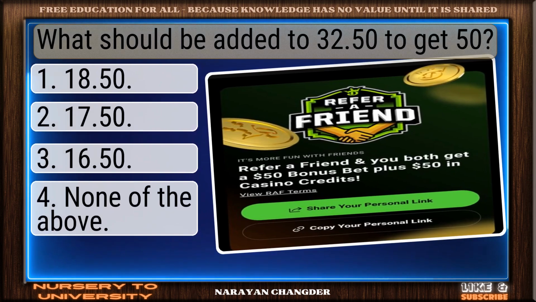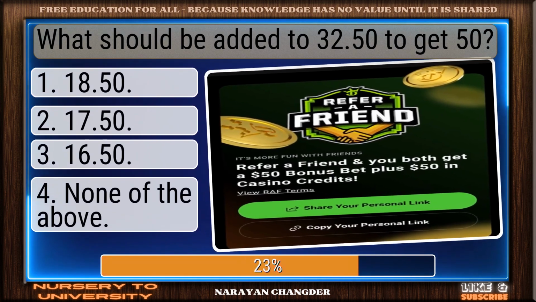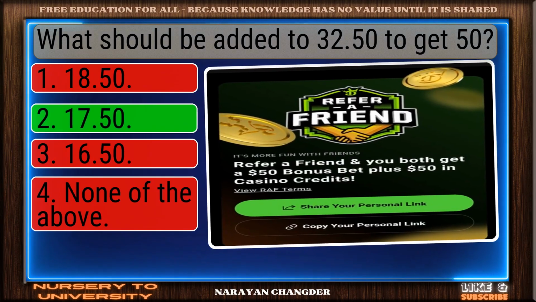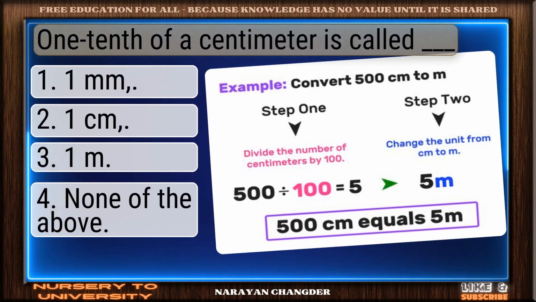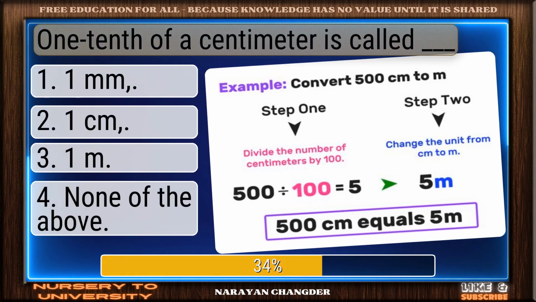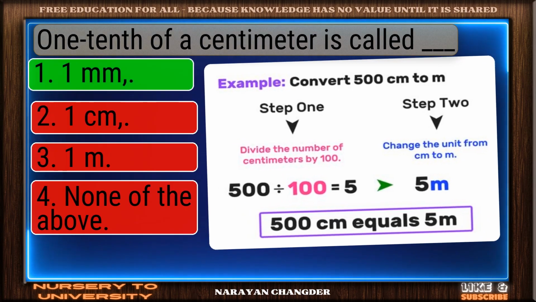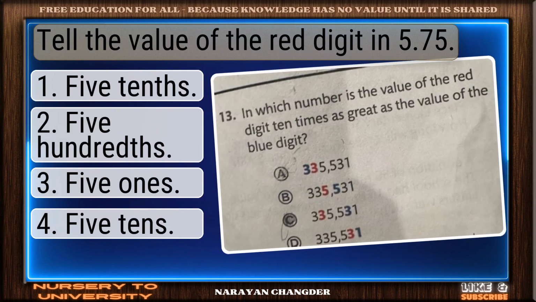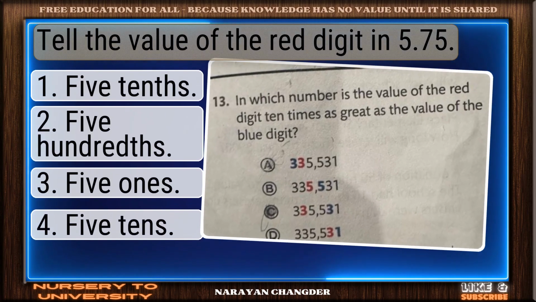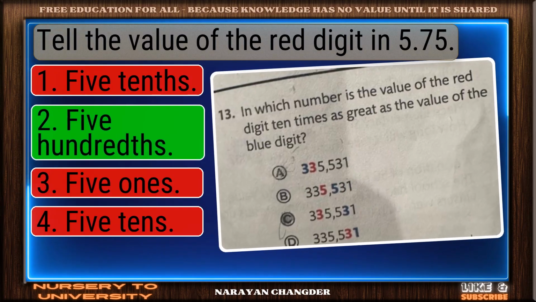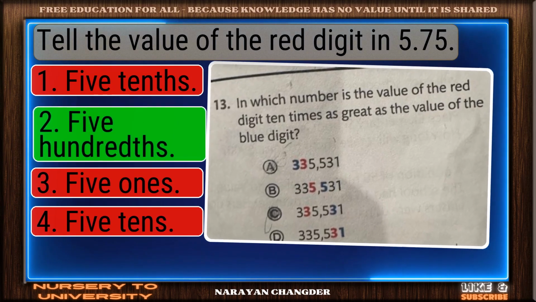What should be added to 3250 to get 50? Solid response. 1750 is a valid choice. 1/10 of a centimeter is called dash. Good job. Your answer, Wamem, works well here. Tell the value of the red digit in 5.75. Valid point. 5/100ths is true.